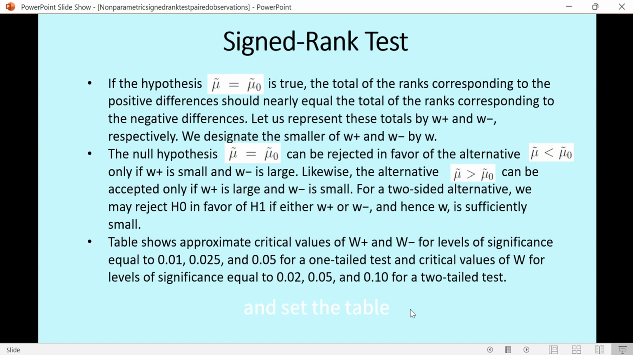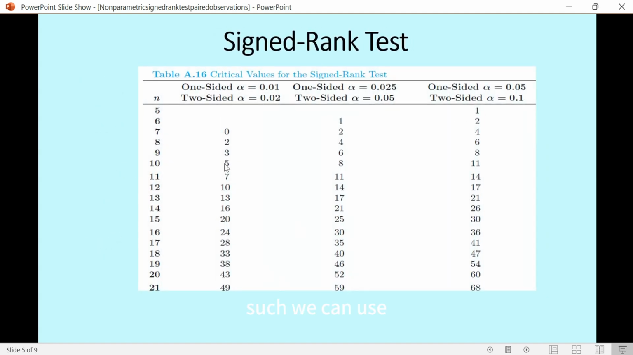And there's a table that we can use, for the number of observations and for significance level 0.05, and a one-sided or two-sided test. This is the critical value. So if the smaller rank sum is less than this critical value, then we reject the null hypothesis in favor of the alternative hypothesis.